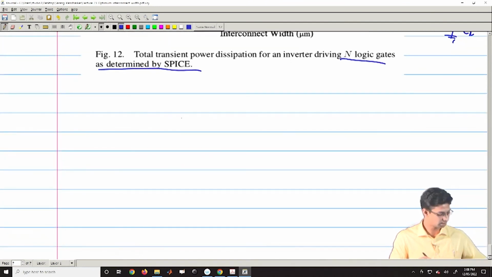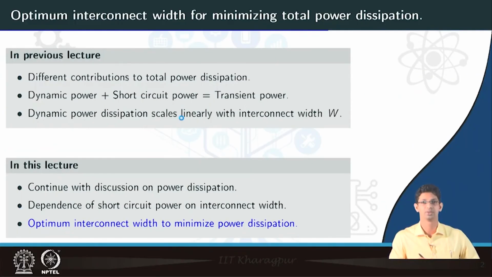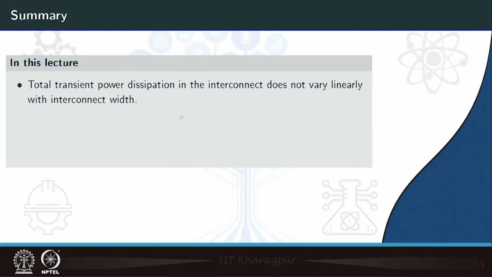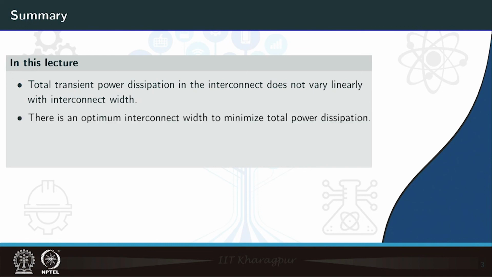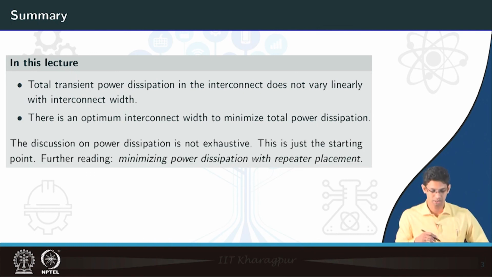So in this lecture we have seen that the total transient power dissipation in interconnect does not vary linearly with interconnect width. So there is an optimum interconnect width which minimizes the total power dissipation. This discussion on power dissipation in this lecture and the previous lecture is not exhaustive at all. This should be taken as a starting point.